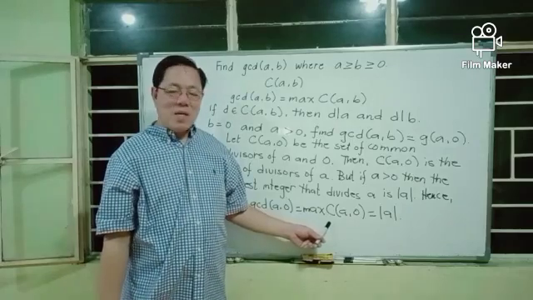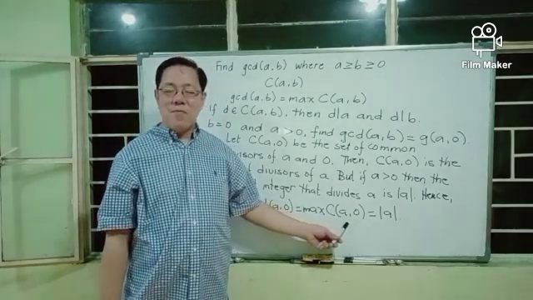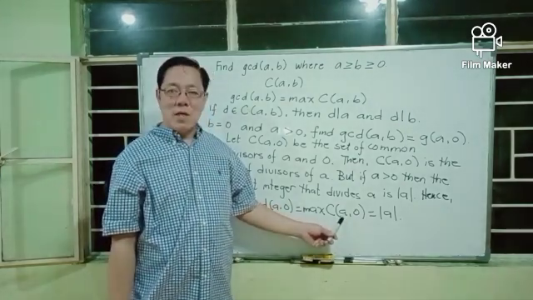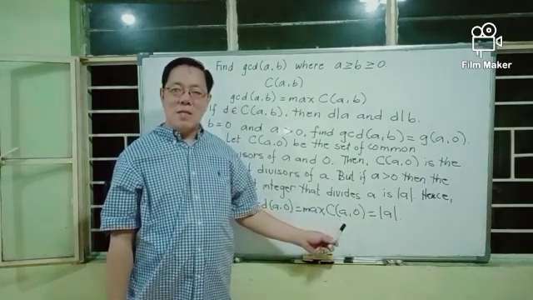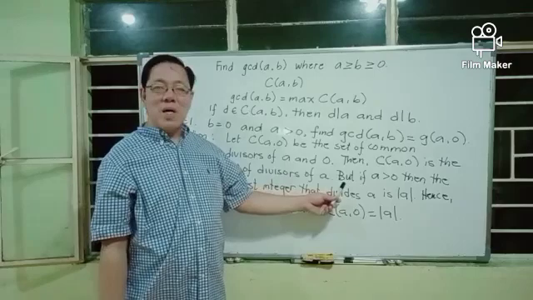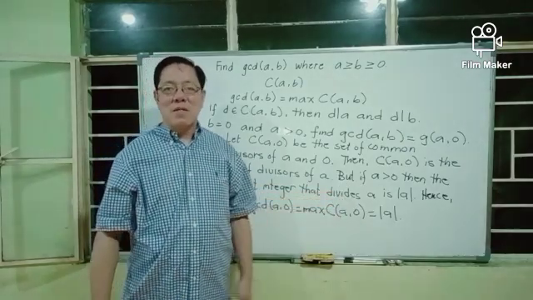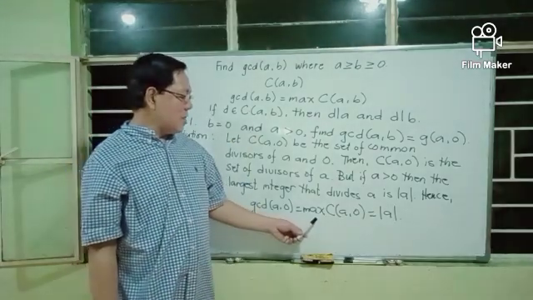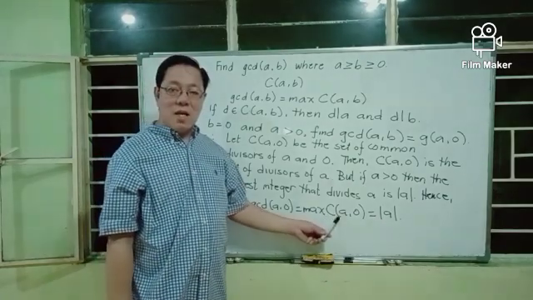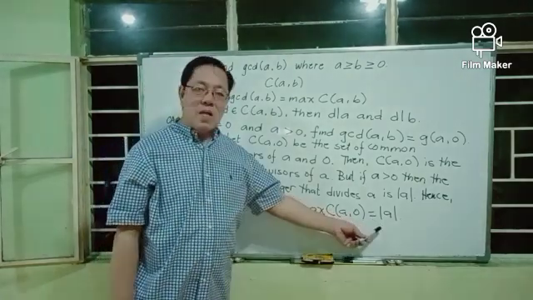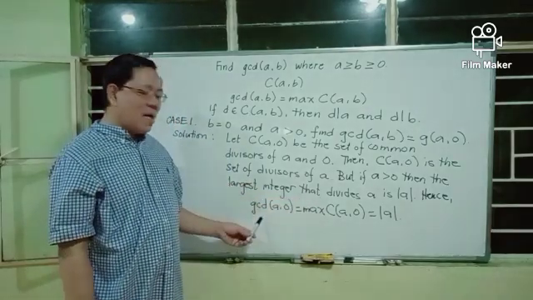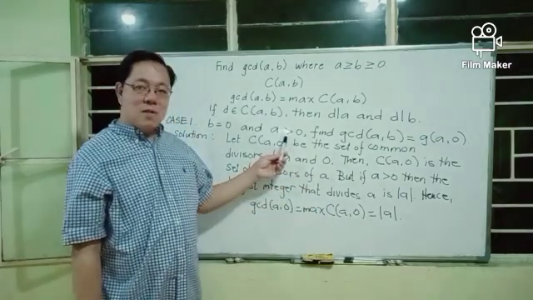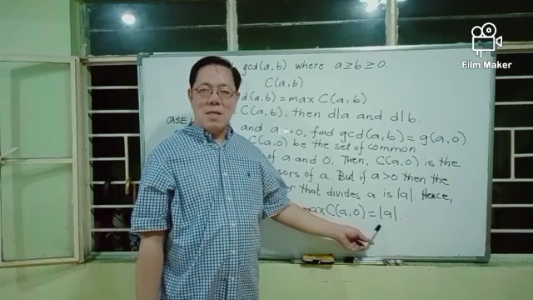Again, the set of all common divisors of A and 0 is the set of integers that divide A. And this set C(A, 0) includes A itself. And by this statement, if A is positive, we have shown last time that the largest integer that divides A is the absolute value of A. The largest integer that divides A, which is in this set C(A, 0), is the absolute value of A. And therefore, the absolute value of A is the greatest common divisor of A and 0. But if A is greater than 0, then the absolute value of A is A.